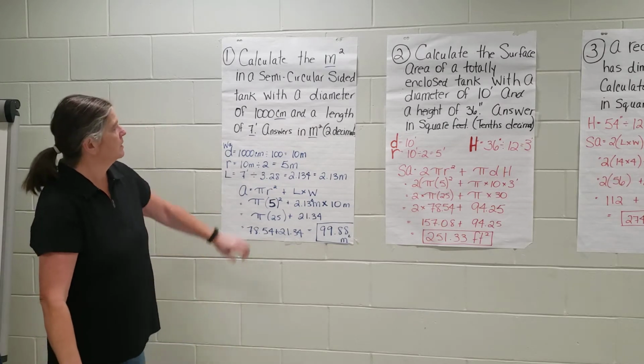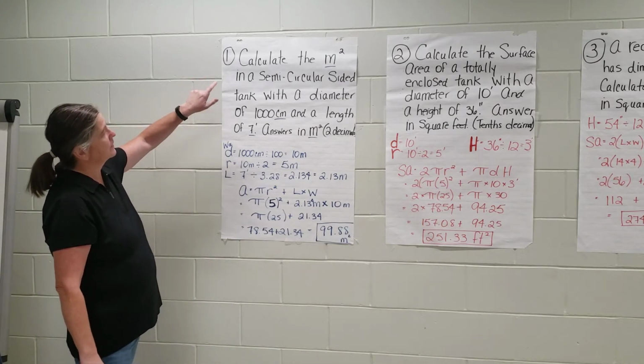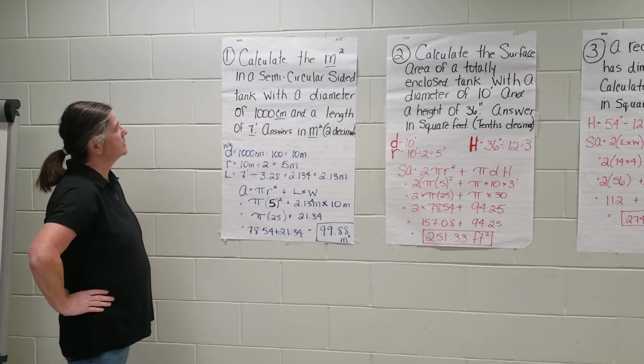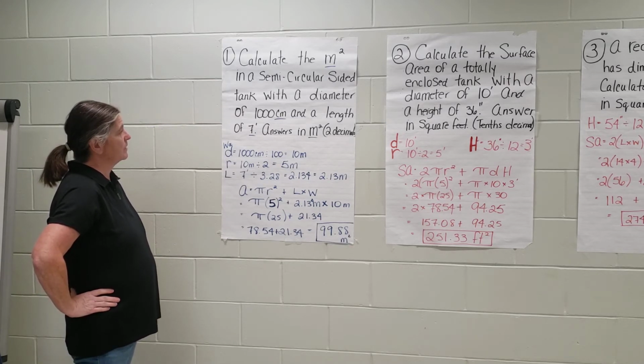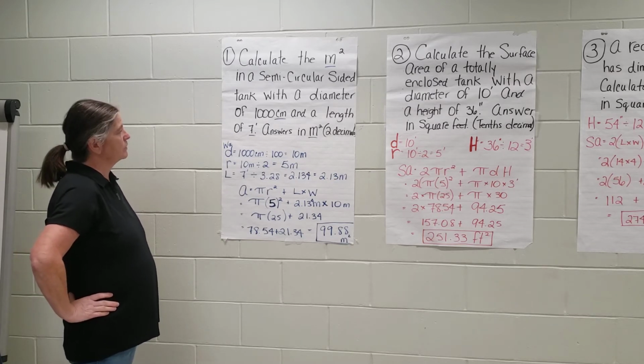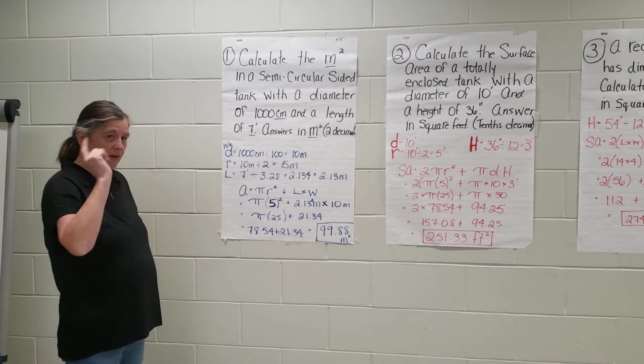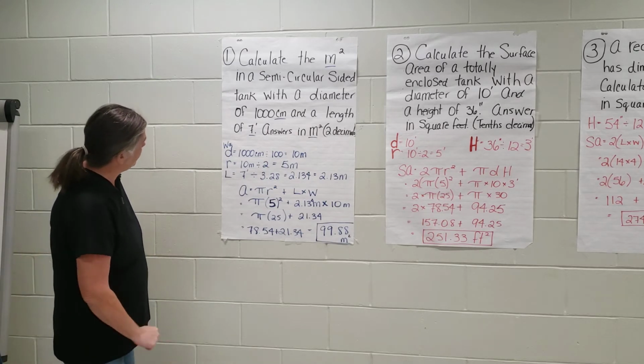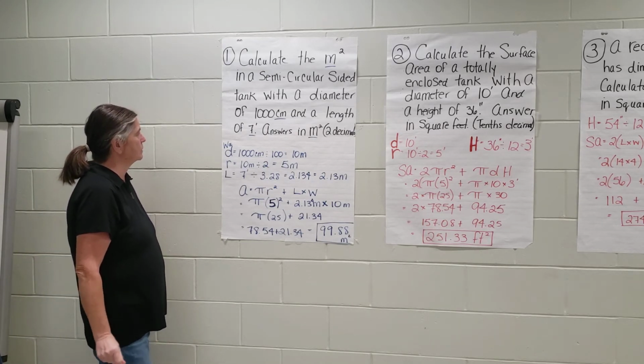So the first one here, calculate the square meters in a semicircular sided tank with a diameter of 1,000 centimeters and a length of 7 feet. Answer in square meters, 2 decimal places. So the very first thing we gotta do, we gotta get our numbers to meters.